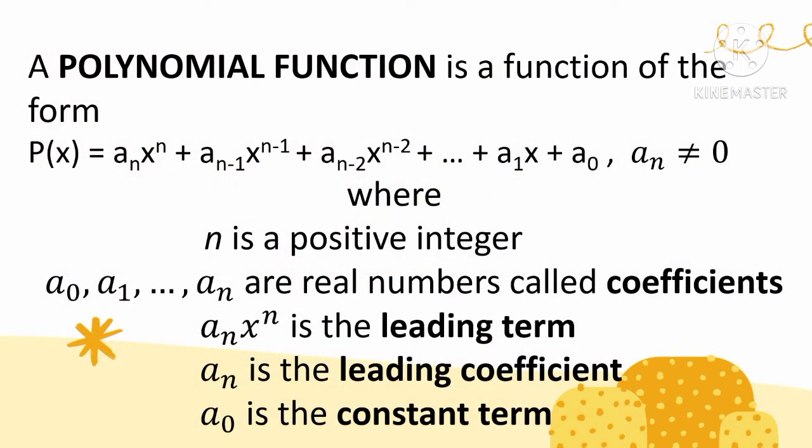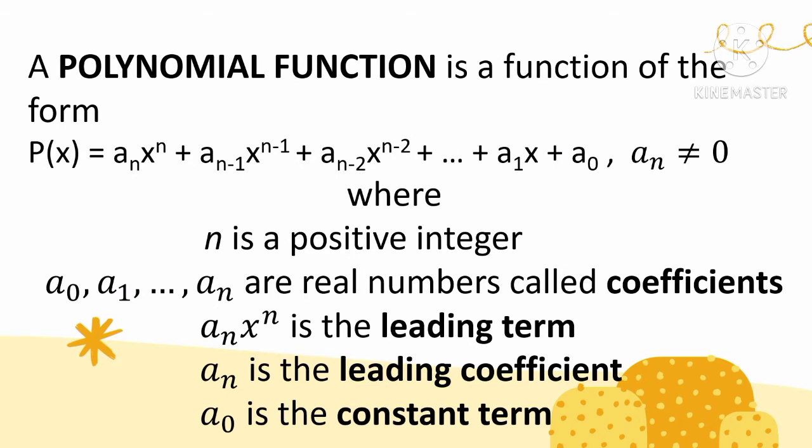A function of the form p of x is equal to a sub n x to the power of n plus a sub n minus 1 x to the power of n minus 1 plus a sub n minus 2 x to the power of n minus 2, so on and so forth, plus a sub 1 x plus a sub 0, where a sub n should not be equal to 0, is what we call the polynomial function.